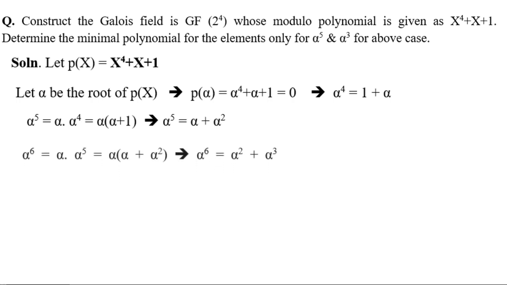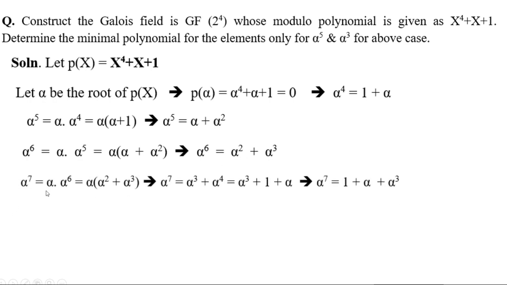Similarly, we can also obtain alpha 6, which is alpha into alpha 5. What is alpha 5? It is alpha plus alpha square, so it will be alpha square plus alpha cube. Similarly alpha 7 we can obtain: alpha into alpha 6. What is alpha 6? Alpha square plus alpha cube. Now here it is alpha to the power 4, so we have to convert alpha to the power 4 into 1 plus alpha, so it will be alpha cube plus 1 plus alpha. So alpha 7 is equal to 1 plus alpha cube. Similarly we can obtain the remaining elements, alpha 8, 9, 10, 11, up to 14.